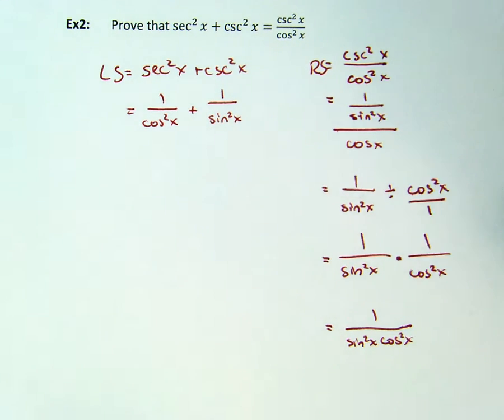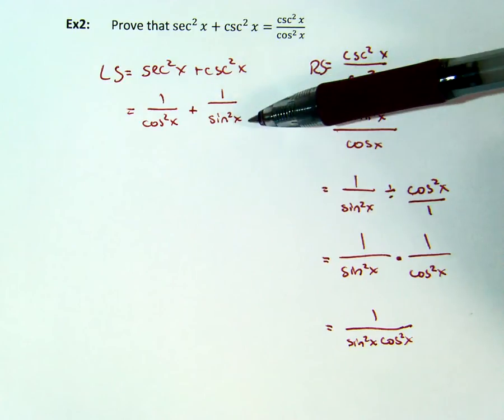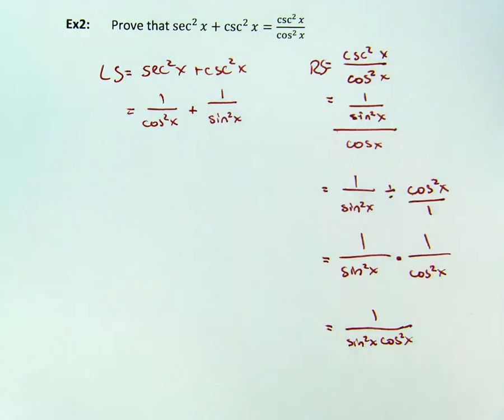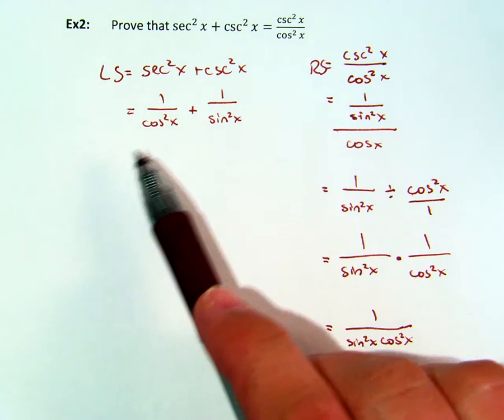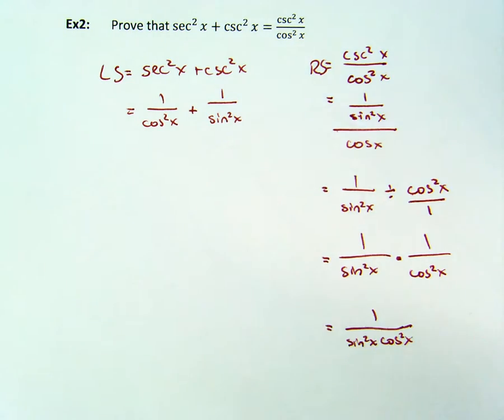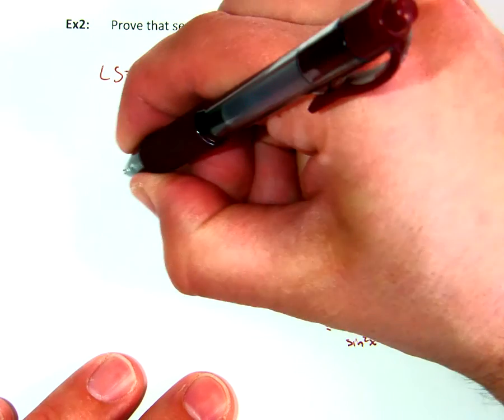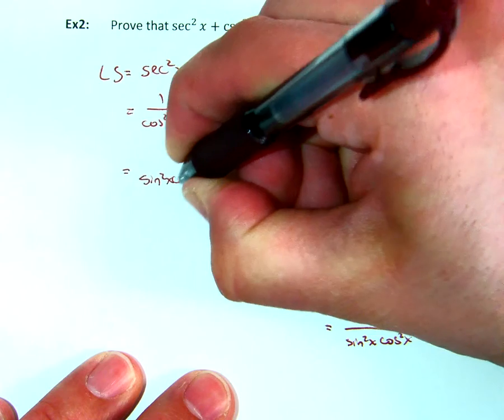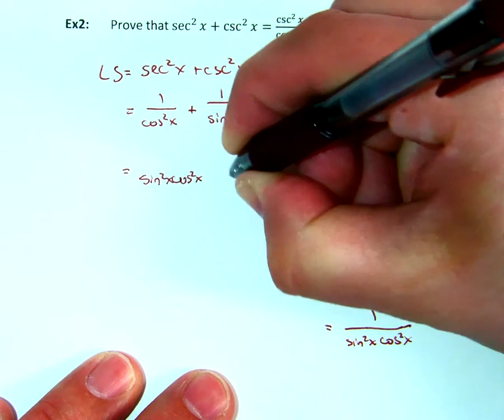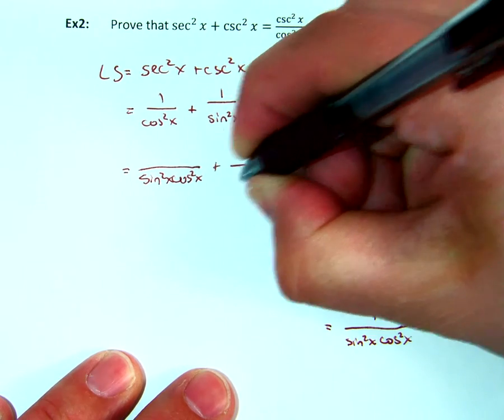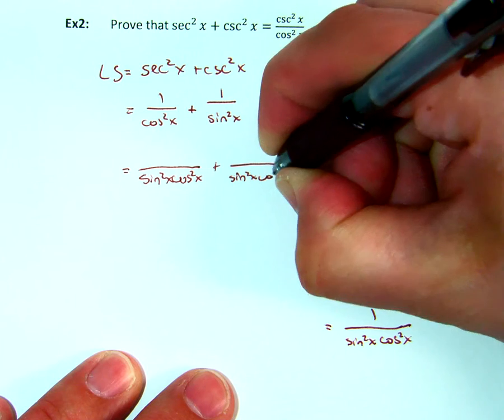But if I look at the left side, I've got a fraction plus a fraction. So usually when you see this situation, what you want to do is find a common denominator. So the common denominator here would just be cos squared x, sine squared x, or order doesn't matter when you're multiplying. So I'm going to make it sine squared x, cos squared x, and plus sine squared x, cos squared x.